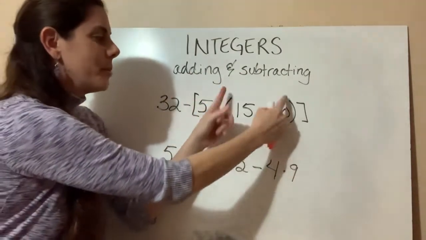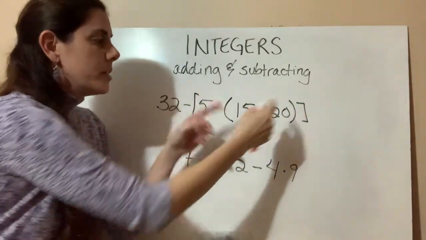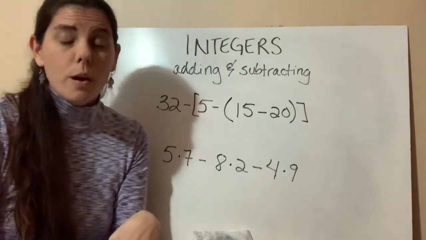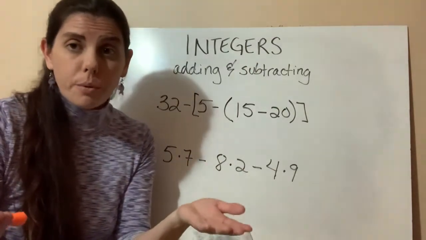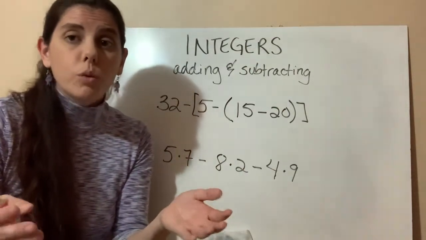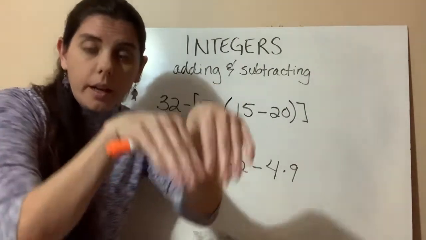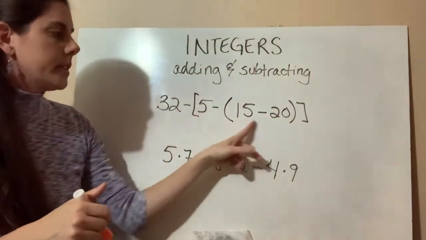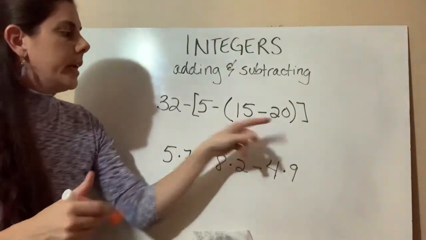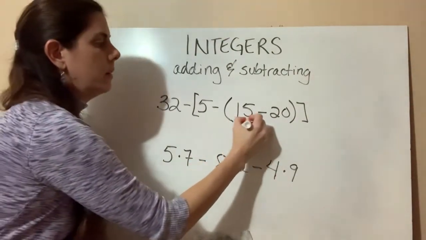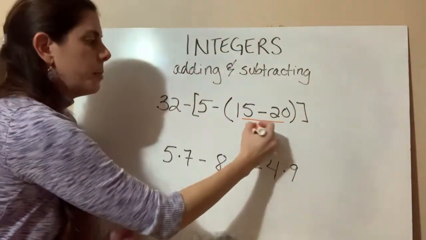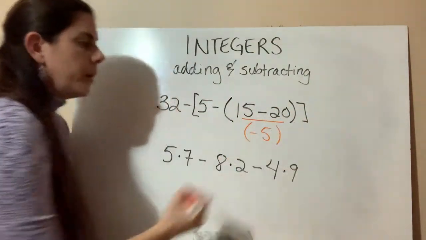So in our first one, we have two sets of parentheses. We have this set of parentheses and then our brackets. So brackets are the second level set of parentheses. So if you have multiple sets of parentheses in a problem, the rule is start inside and work your way outside. All right, so we're going to start inside. 15 minus 20 is going to equal a -5. And since these are in parentheses, let's go ahead and keep them in parentheses.